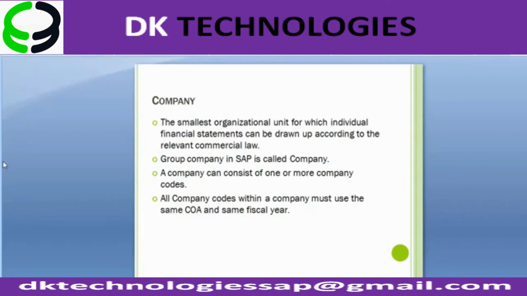A company can consist of one or more company codes. That means a company can consist of one legal entity, or it can have more than one legal entity. So if you have a number of different legal entities or organizations, they are together termed as a company in the SAP system. All company codes within a company must use the same chart of accounts and the same fiscal year. We'll talk about that once we get to the chart of accounts part.